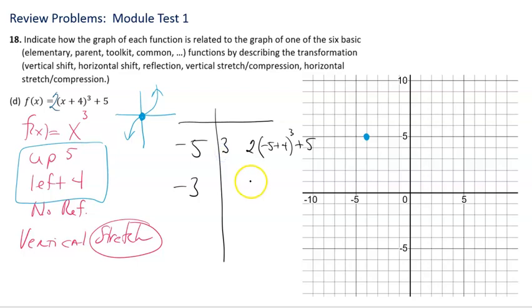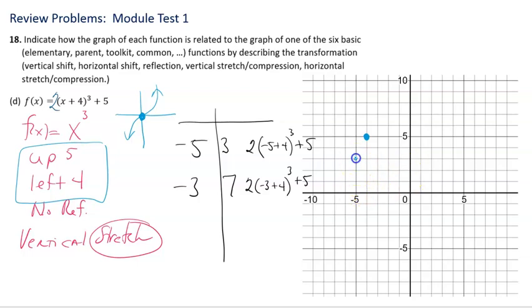Now I'm going to plug in -3. So it's 2 times -3 plus 4 to the third plus 5. So listen to me again. -3 plus 4 is 1. 1 to the third is +1. +1 times 2 is 2. 2 plus 5 is 7. So I'm going to plot those points also. So -5, 3.